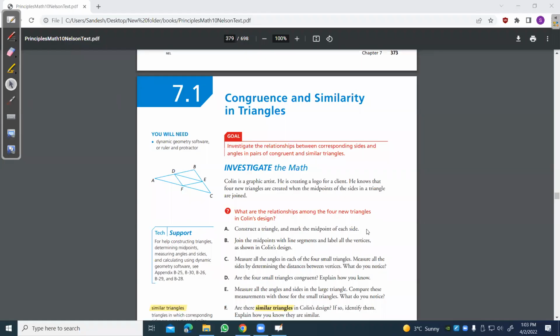Today, last time we did circles, I believe. Today we'll be doing triangles. And before we start, I'm going to have to introduce some concepts to you. And the concept is about something called congruence and similarity.